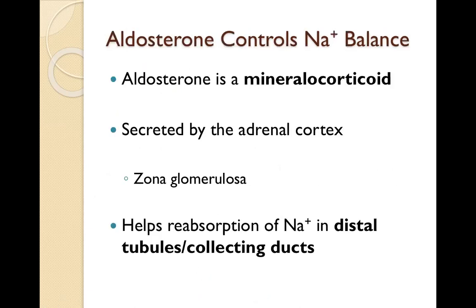The main hormone that will regulate sodium balance is a hormone called aldosterone, and the type of hormone that it is, is a mineralocorticoid. It's secreted by the adrenal cortex, specifically the region of the adrenal cortex called the zona glomerulosa. This hormone will help with the reabsorption of sodium in the distal tubule of the kidney and the collecting ducts. I'm going to go through a little bit on the adrenal gland.